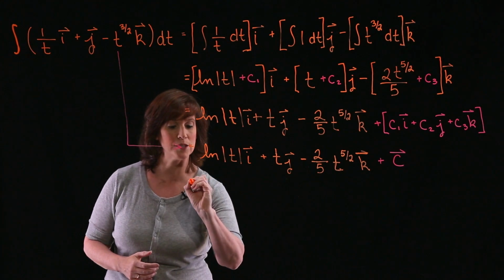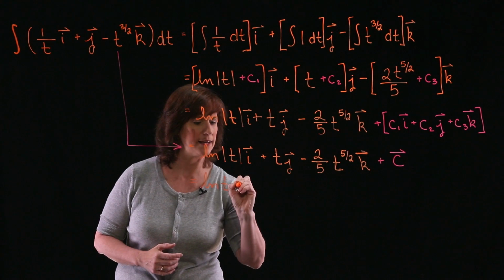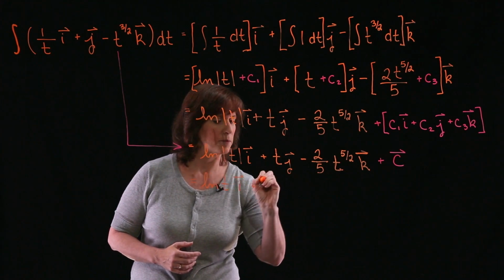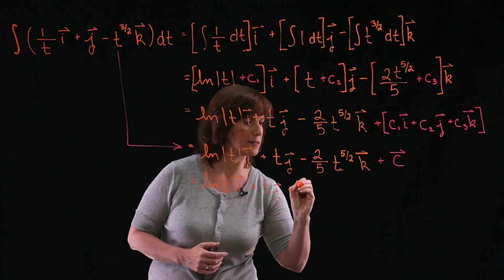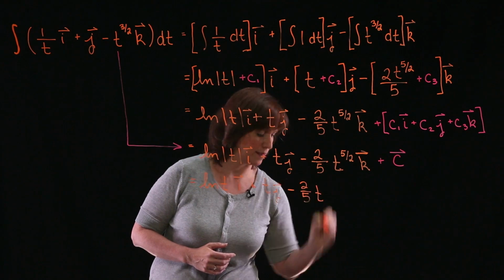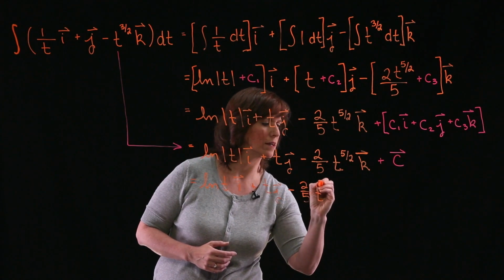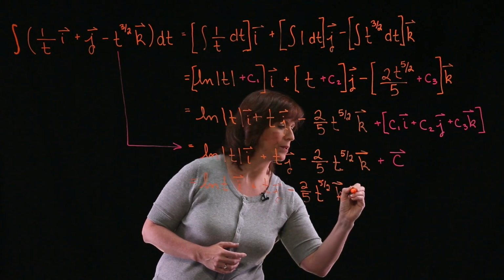I can, if I wish, write my answer as the natural log of t times i plus t times my vector j minus 2/5 t to the 5/2 times vector k plus my constant vector.